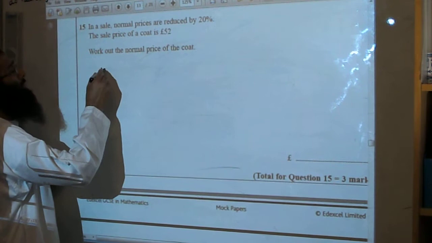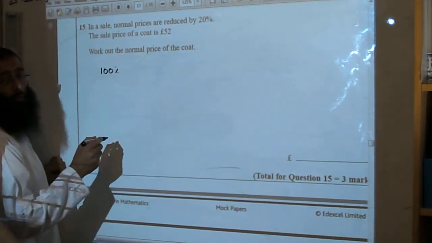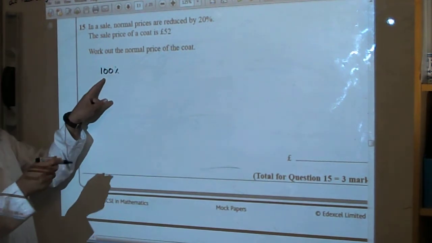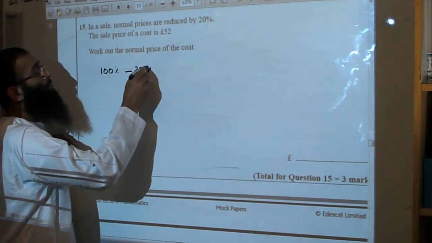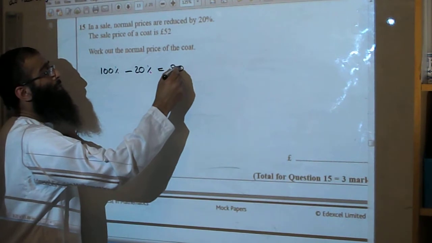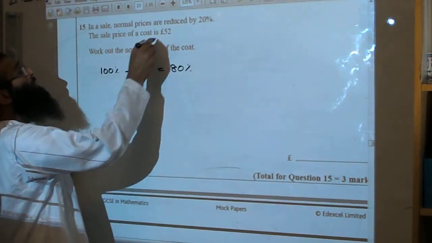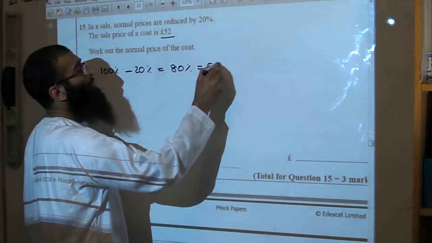So what's the original price of the coat? The original price of the coat is 100% value, yeah? And then how much is it reduced by? 20%. So how much is left over? 80%. So 80% is equal to what? The sale price, which is £52.